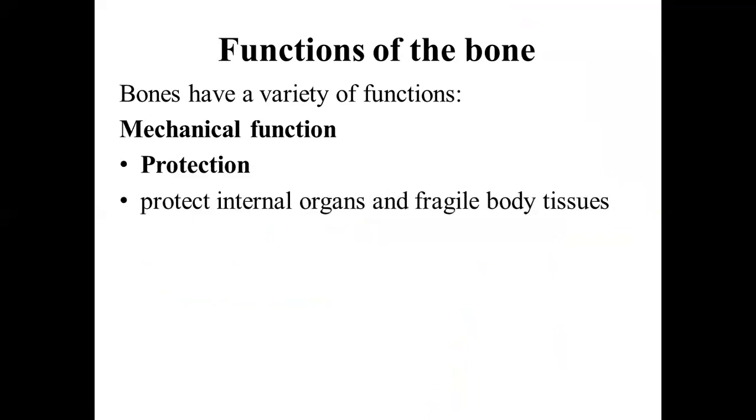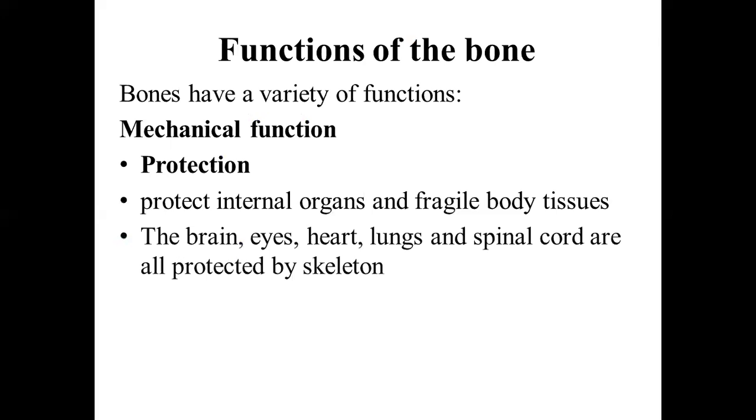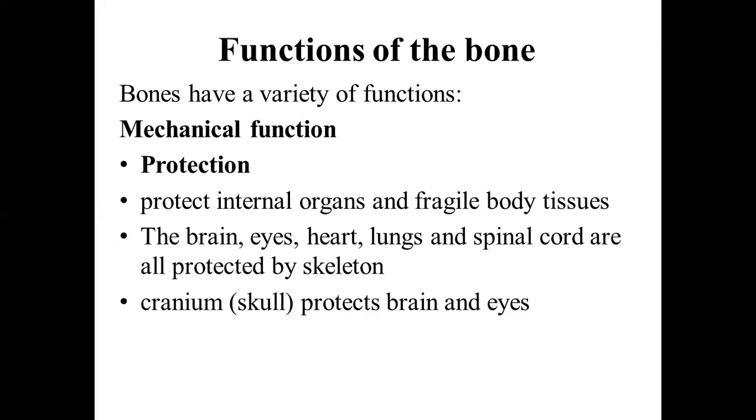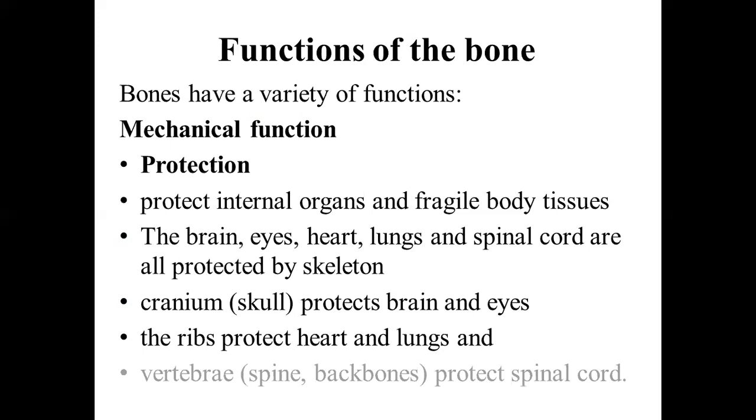Protect internal organs and fragile body tissues. The brain, eyes, heart, lungs, and spinal cord are all protected by the skeleton. The cranium or skull protects the brain and eyes. The ribs protect the heart and lungs. And the vertebrae, spine, or backbone protect the spinal cord.